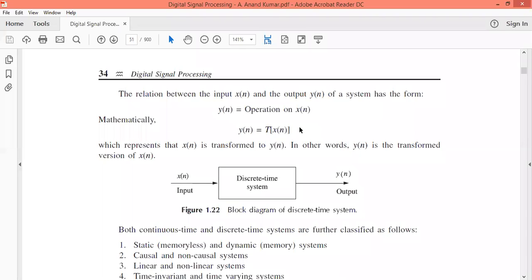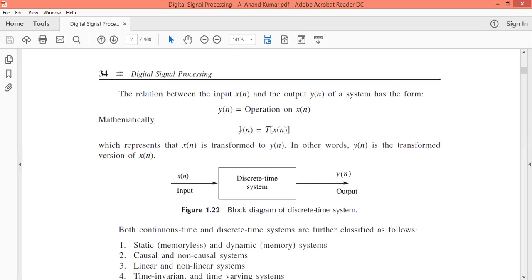So a discrete time system is one which has an input signal and an output signal. Both the input and output signals are discrete signals only. So what is a discrete time system? A discrete time system will perform some operation on the input signal so that the input signal is transformed to the output.